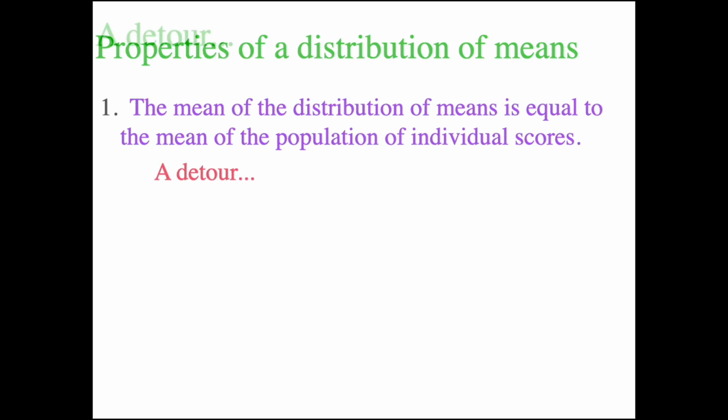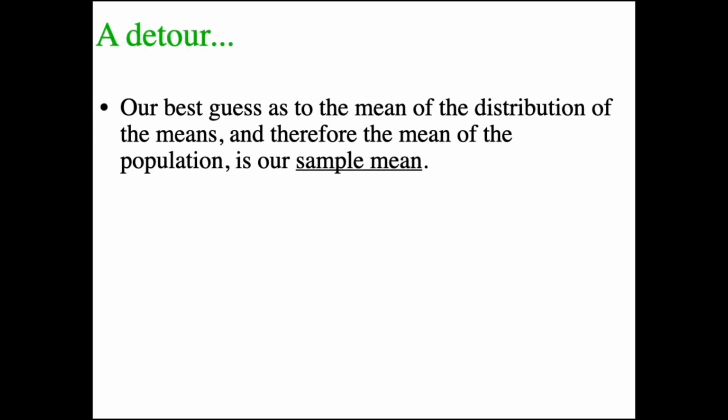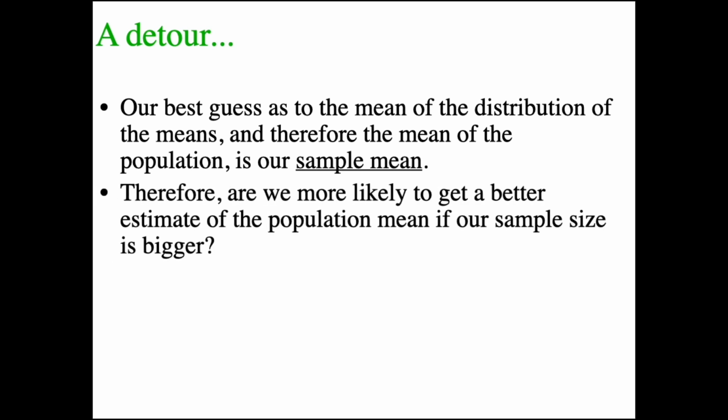Slight detour. Our best guess as to the mean of the distribution of the means, and therefore the mean of the population, is our sample mean, because that's what we're normally working with. It's just one sample. We have a sample mean. So think about it. Are we more likely to get a better estimate of the population mean if our sample size is bigger? Well, it turns out yes.